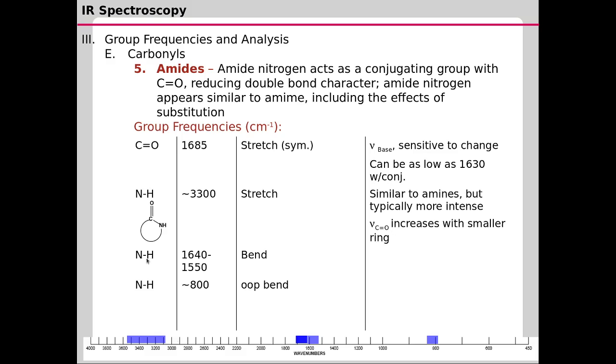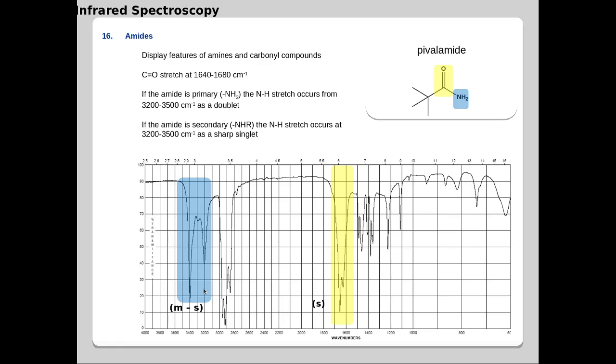The bending vibration of the NH bond usually occurs between 1550 and 1640 cm⁻¹. This NH bond can also undergo out-of-plane bending vibration when the amide system is part of a ring structure, or even connected to a cyclic ring. This usually occurs at around 800 cm⁻¹.